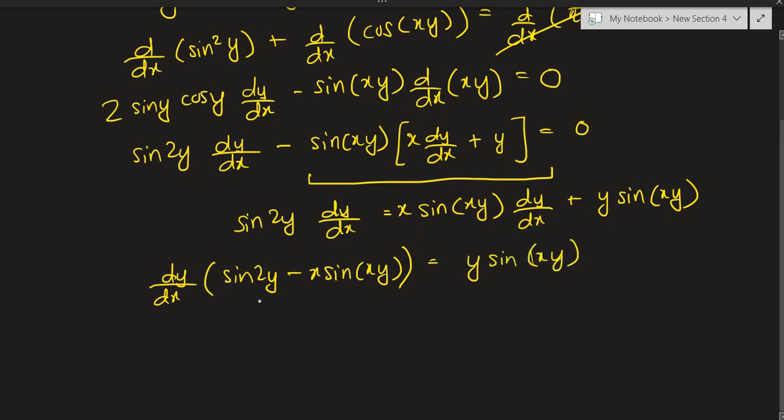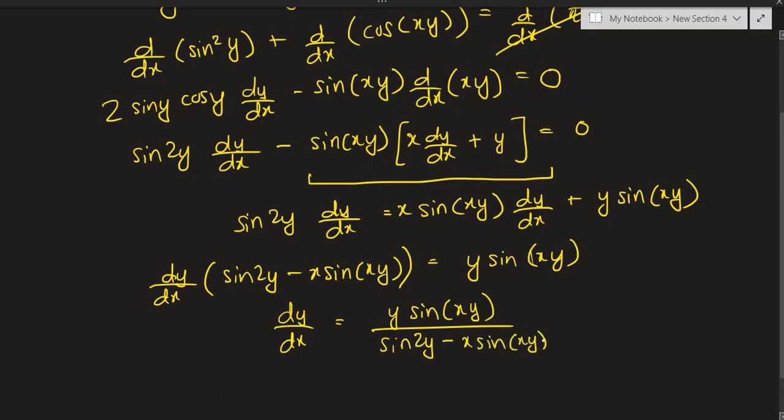Well, now divide everything by what's multiplied alongside the dy over dx term. So we get y times the sine of xy divided by sine of 2y minus x times the sine of xy. So that's basically our dy over dx that they required us to find.